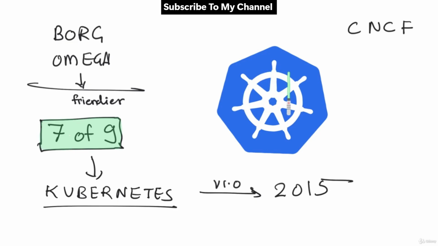And yes, the 7 spokes that you see in the Kubernetes logo came from the project Seven of Nine.